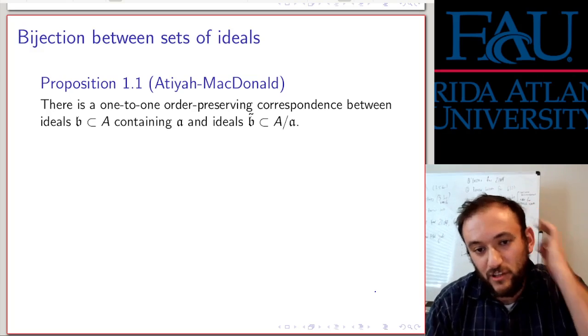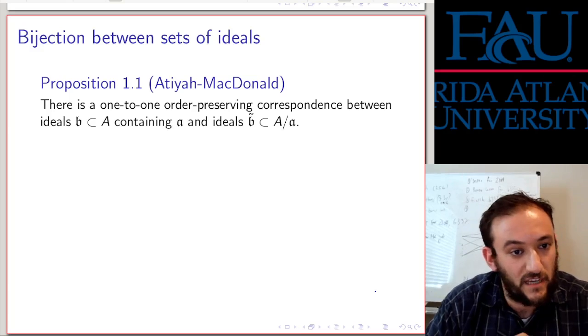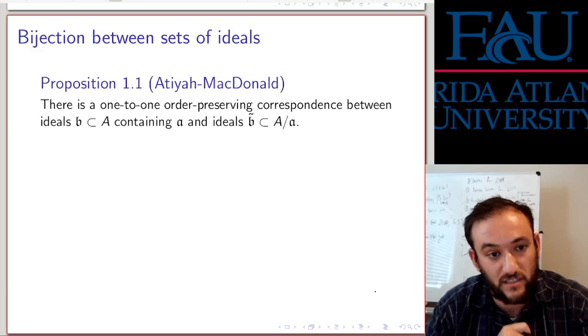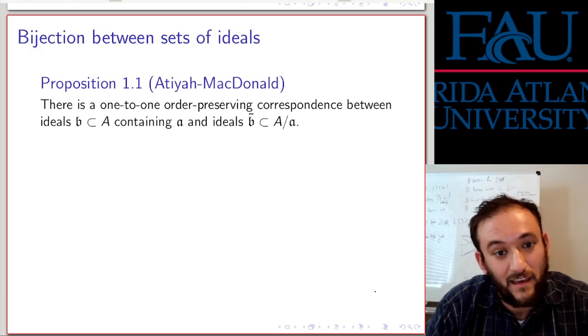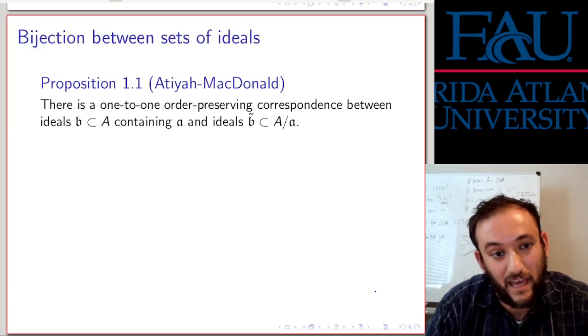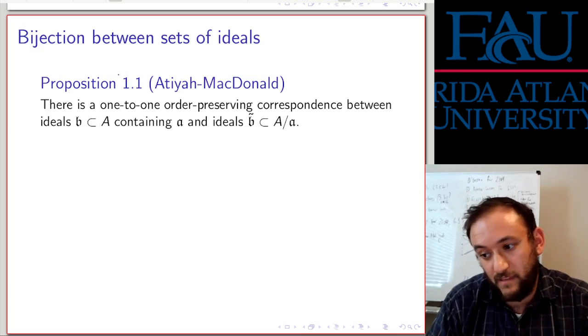Okay, now looking a bit closer at quotients, we have a proposition from Atiyah-MacDonald, 1.1, that there's a one-to-one order-preserving correspondence between ideals B in A, containing a, and ideals B tilde in the quotient ring A mod a. Okay, so I won't give a proof of this, but I will give an illustration.